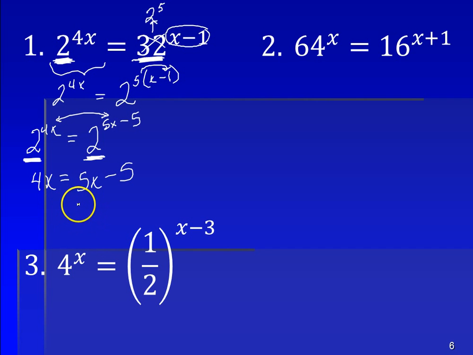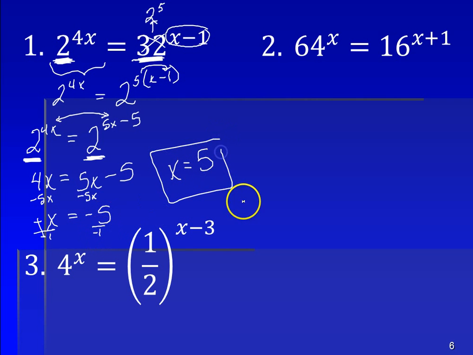Now, simple solving. I'm going to go ahead and move my x's over to the left, so I'm going to subtract 5x. So what does that mean? 4x minus 5x is negative x equals negative 5. I'll divide everything by negative 1 to get rid of that negative in front of the x. So what's x? x equals negative 5 divided by negative 1, which is 5.